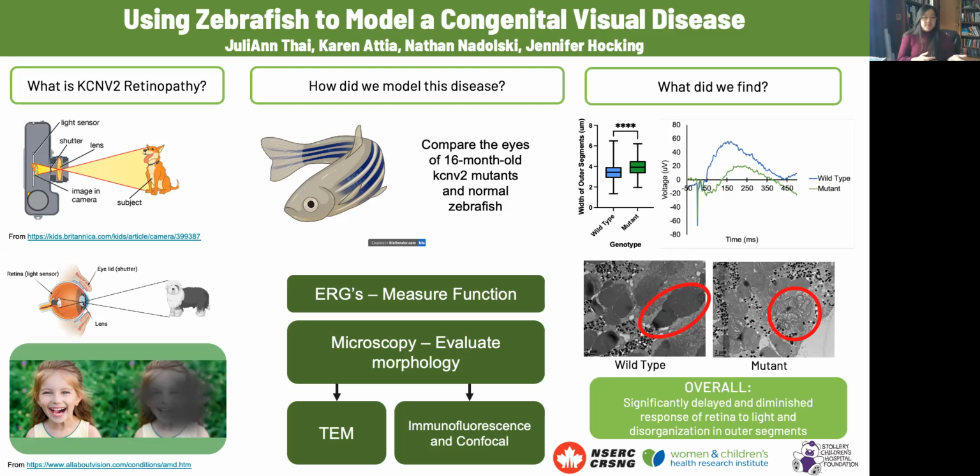And so, how do we go about doing this? Our lab created a mutant KCNB2 zebrafish model, and we use zebrafish because their eyes are very similar to ours. Our model allows us to examine disease progression and characterize photoreceptor development across the zebrafish lifespan.